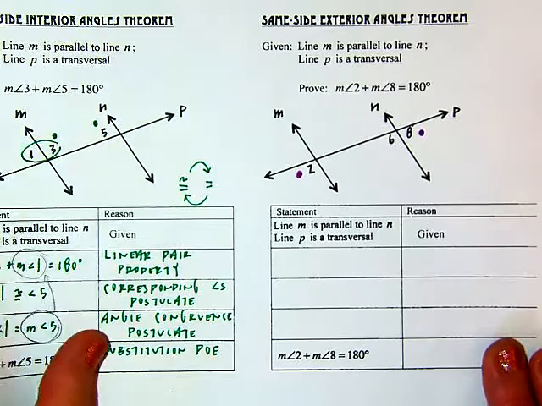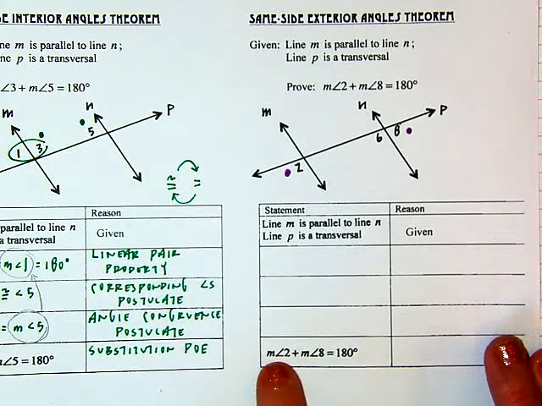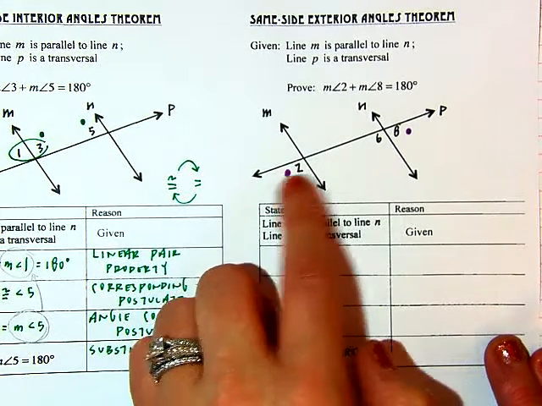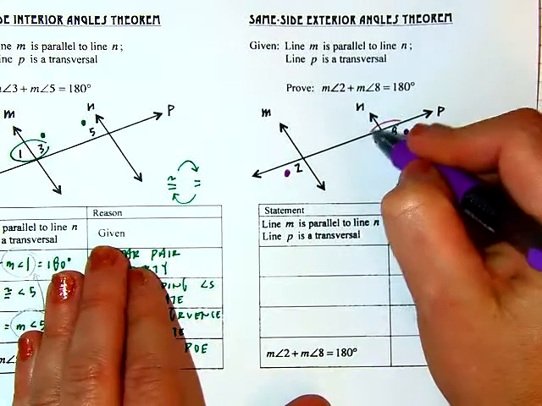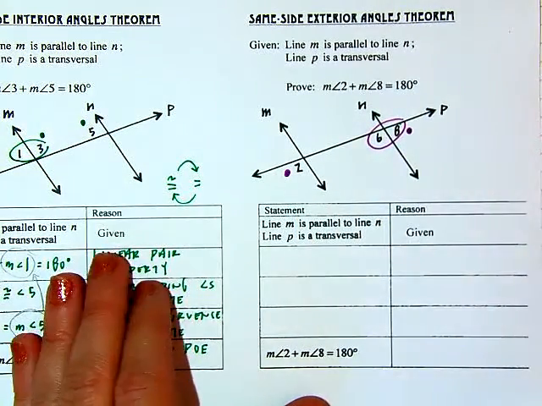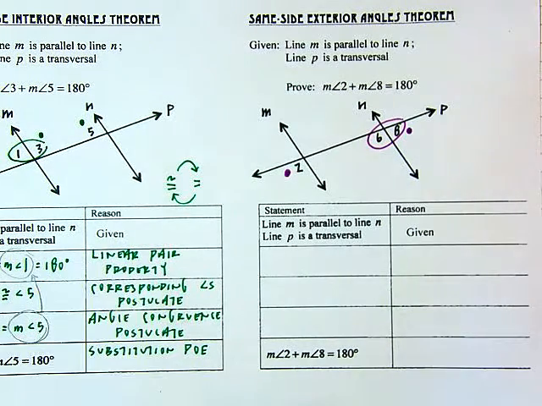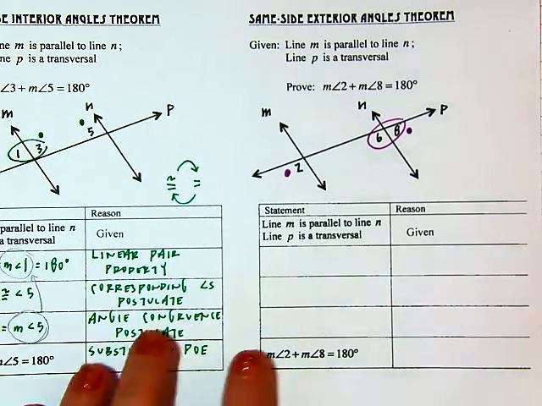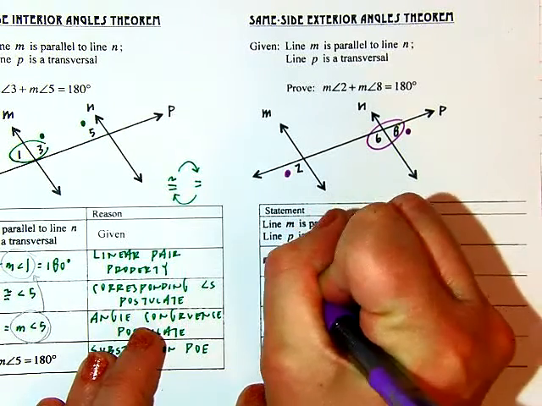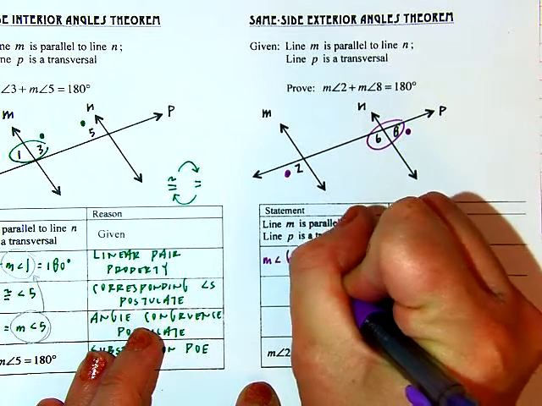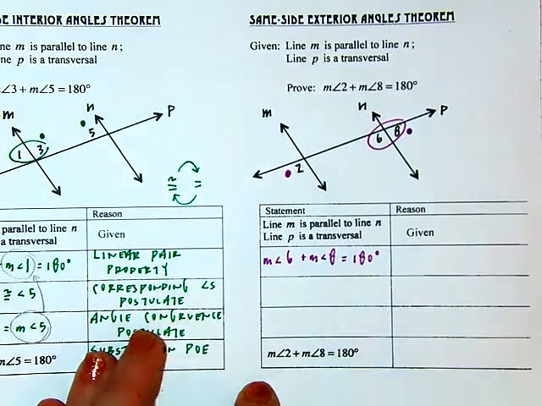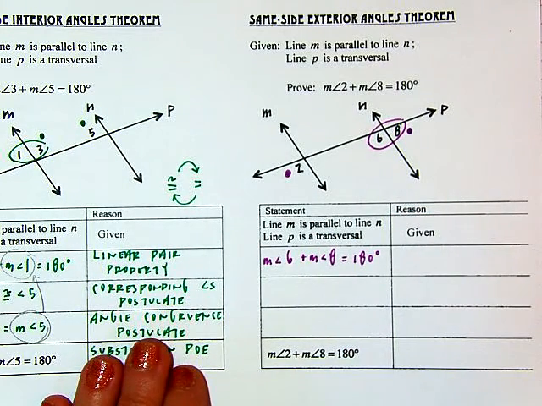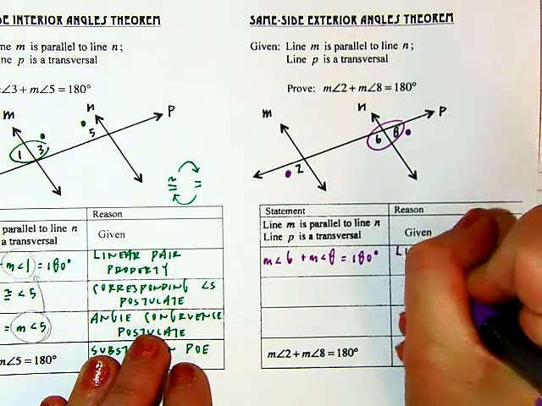The first thing that I typically do is I look at either angle 2 or angle 8. I haven't marked anything connected to angle 2, so I've got to look over here at 8. And I can see that these angles here form a linear pair. Linear pairs are supplementary. That's a great place to get started. So I can say here that the measure of angle 6 plus the measure of angle 8 equal 180. What's my reason? Well, they form a linear pair, and linear pairs are always supplementary. So I'm going to argue the linear pair property.